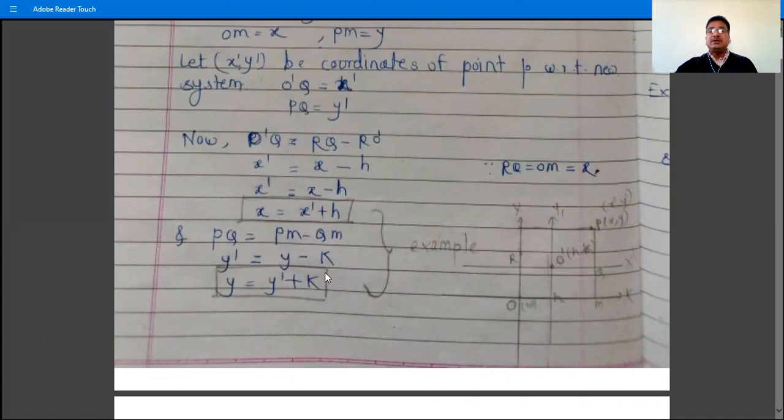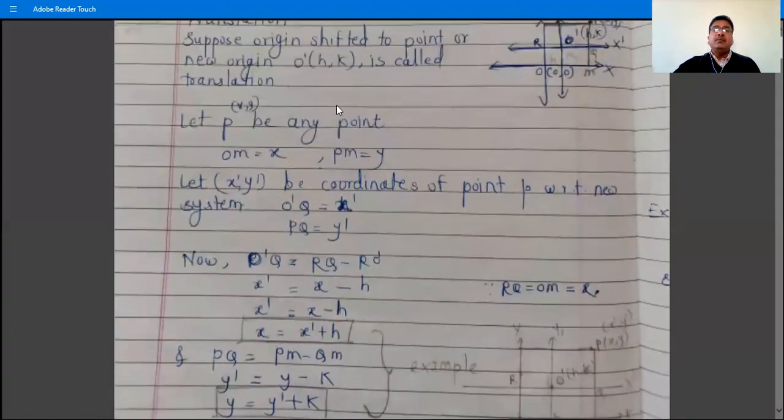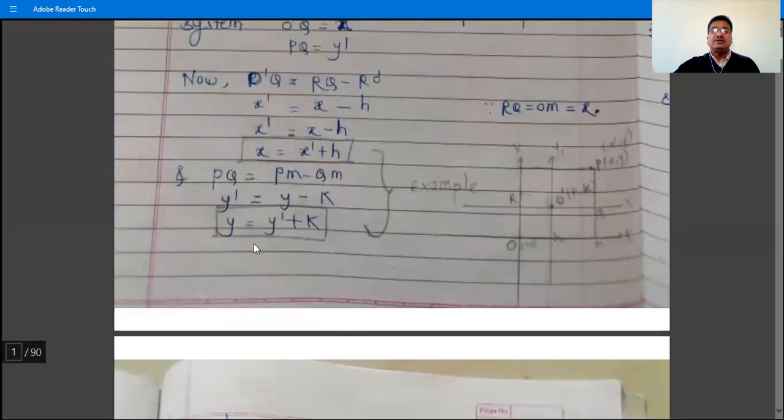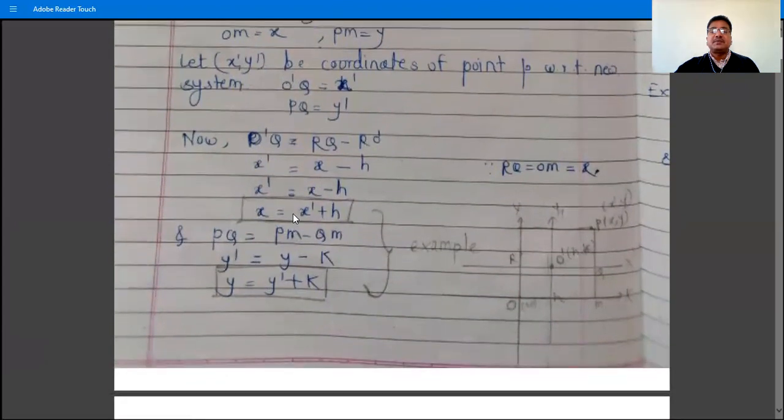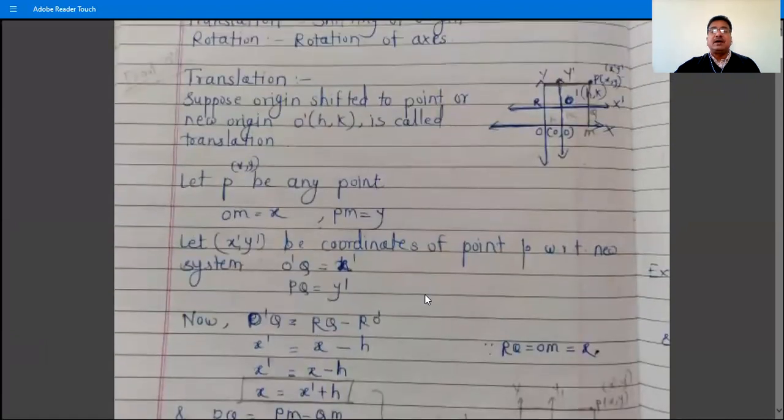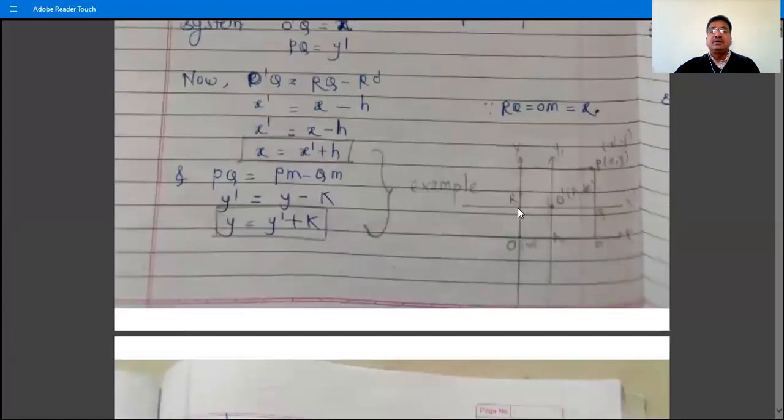So if we shift the origin to the new point (H, K), then the coordinates of the points change. X is X' plus H, and Y is equal to Y' plus K. H and K are the coordinates of the new origin, and X' and Y' are the coordinates of the same point with respect to the new system. This proof is not so important, but remember these two formulas: X is equal to X' plus H, and Y is equal to Y' plus K.